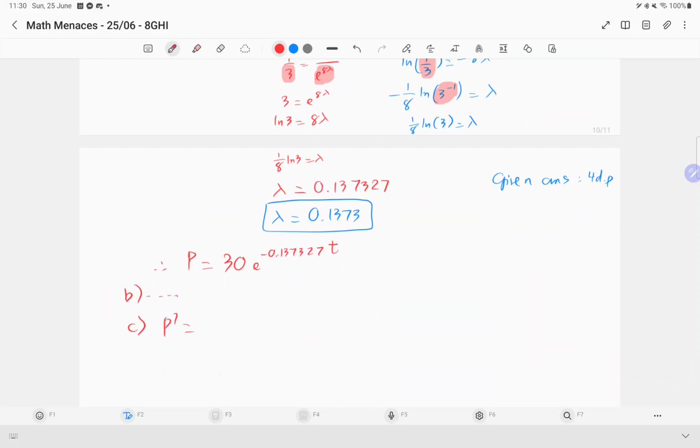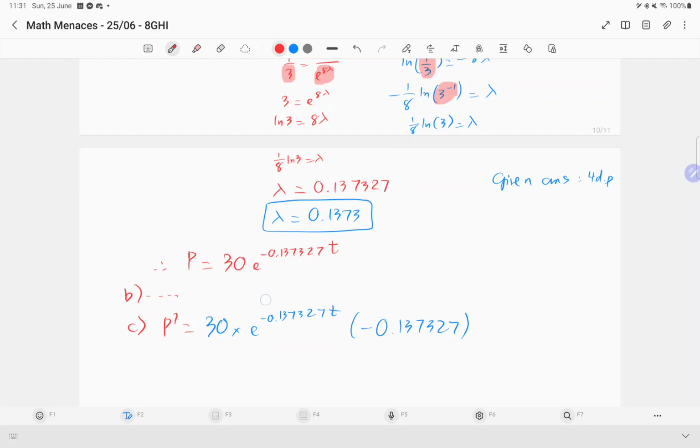So p dash would be again 30, a constant number. It would just be 30 times the derivative of e to the power something t. E to the power anything stays the same, but you need to derive the power, and that will just be a constant times t. So you just multiply by whatever that constant is. Does it make sense, Sarah?